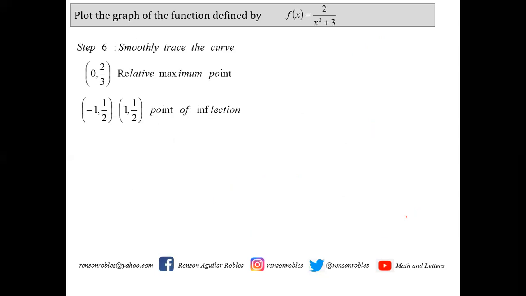And then the next step is to smoothly trace the curve. Remember that (0, 2/3) is a relative maximum point, and (negative 1, 1/2) and (1, 1/2) are our points of inflection. So we trace it smoothly. We shall have (0, 2/3). That's our relative maximum. And then we have (negative 1, 1/2) and (1, 1/2). And since this is a relative maximum, the behavior of the curve goes like this, increasing and then decreasing.